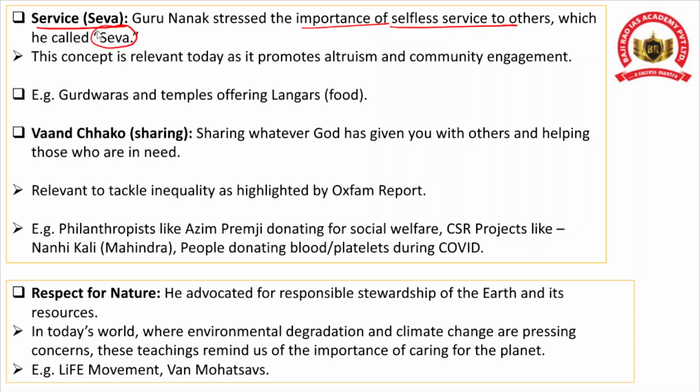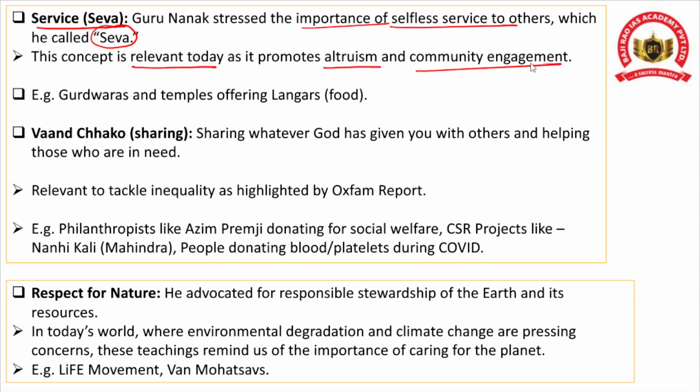For example, if you go to Gurudwaras, they offer langar, food. Irrespective of caste, gender, place of birth, or nationality, they will serve meals to everyone. Therefore, Guru Nanak Dev Ji has emphasized seva, selfless service to others. This concept is very much relevant today because it promotes values like altruism and community engagement.